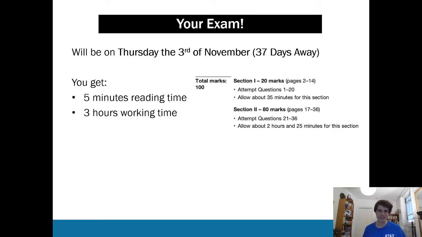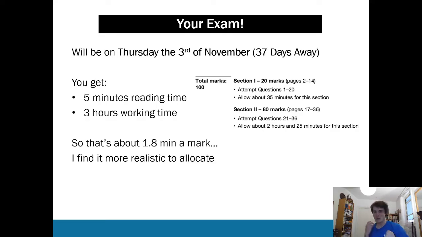You get 5 minutes of reading time and 3 hours of working time. You will have 20 multiple choice questions and 80 marks of short answer questions. So that's roughly about 1.8 minutes per mark. Now, realistically, you're not going to spend 1.8 minutes per mark on every single question, right? Some of the multiple choice questions are just going to be like, yo, what does a motor look like? Or like, hello, what did Newton do? And those questions will take you all of like 10 seconds.